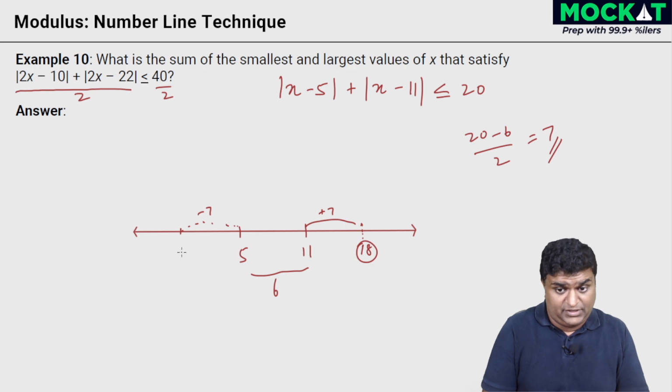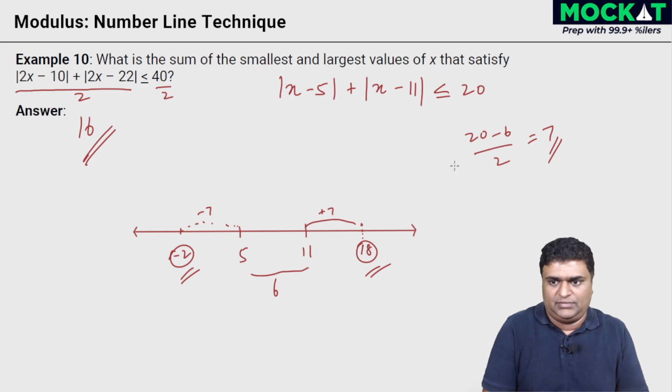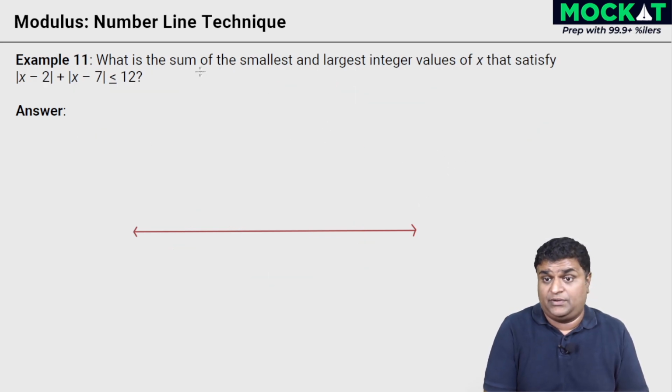And 5 minus 7 is going to give us minus 2. Now the question over here is simply the sum of the smallest and largest values. Smallest and largest, what's the sum? Minus 2 plus 18, which comes to 16. That's the answer here.